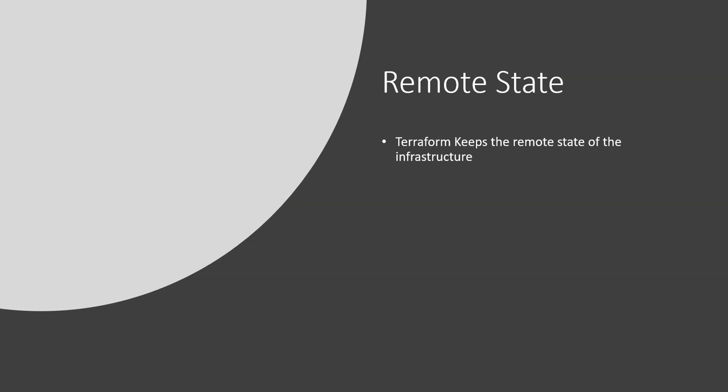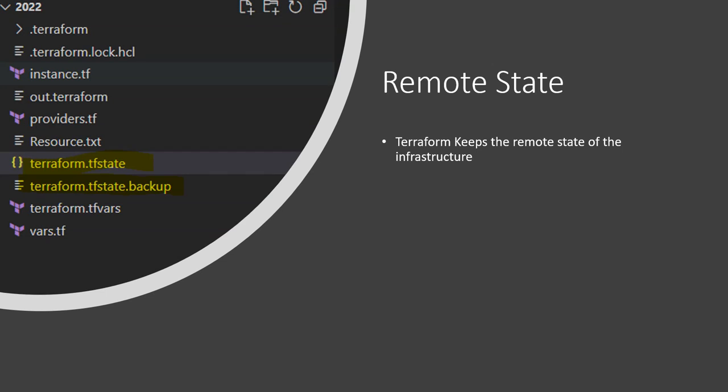So Terraform keeps the remote state of the infrastructure. It stores it in a file called terraform.tfstate, and there is also a backup of the previous state in a file called terraform.tfstate.backup. So whenever we execute the terraform apply command, the new terraform.tfstate and its backup file are written to the disk. On the left hand side, you can see this piece of file in your local. So this is how Terraform keeps track of the remote state.